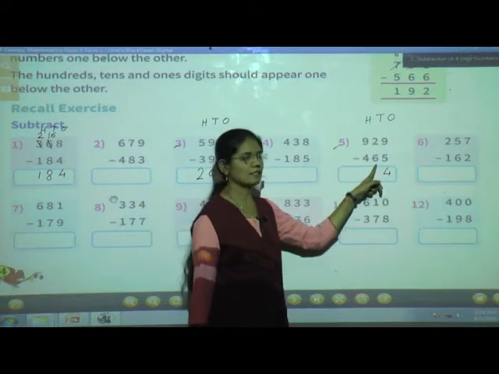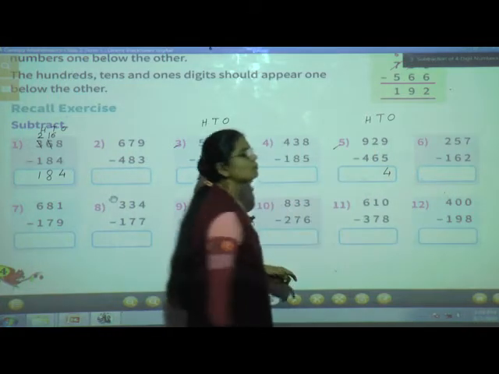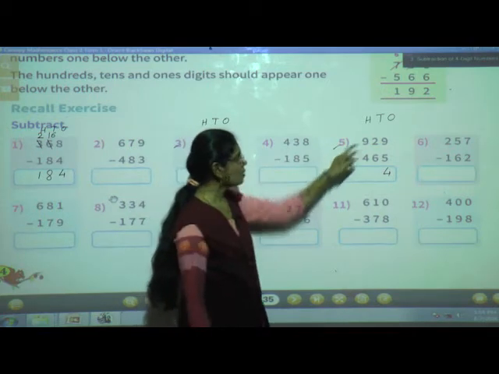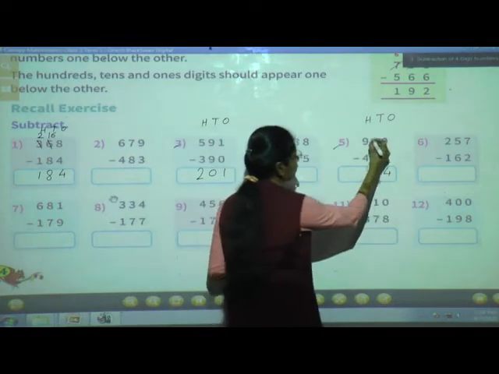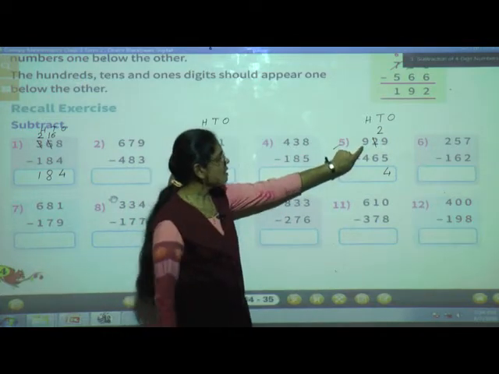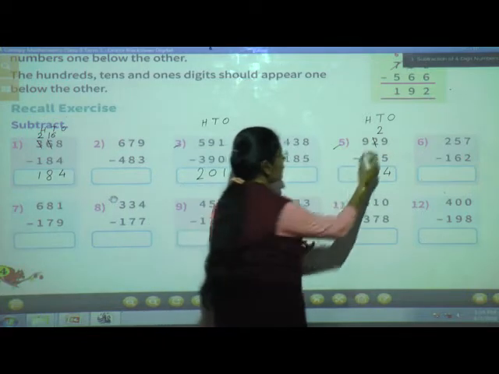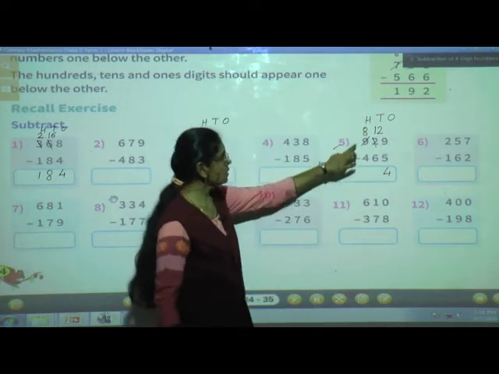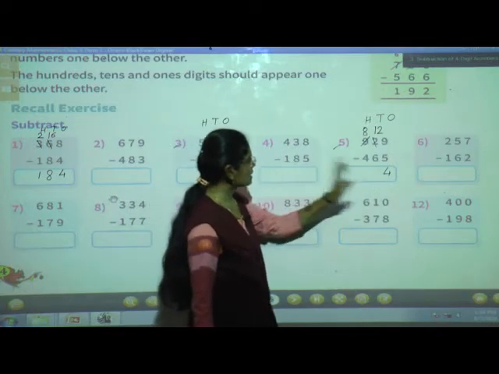So 2 minus 6 it is not possible. Then what will we do? Yes, we will move to the neighbor's place. Okay, we will go to the neighbor. Now neighbor is having 9. So what will we do? We will cut this 2 and first of all we will write this 2 as it is. Then as neighbor is having 9, neighbor will give 1 to the tens place. So here we will write 1. Now 9 minus 1, here 8. So here 8 is remaining.